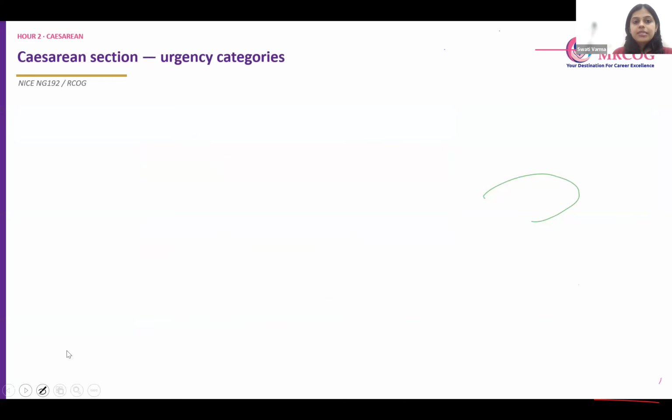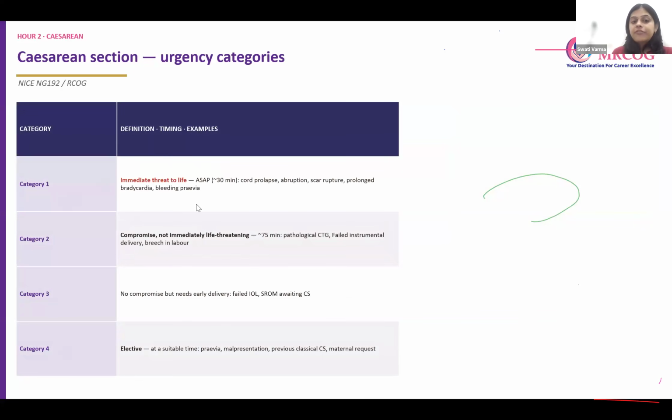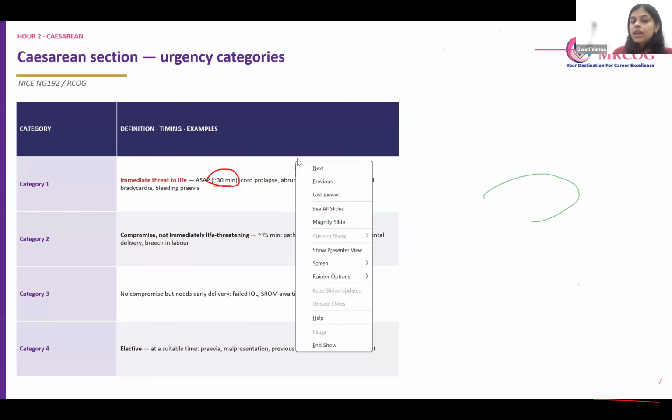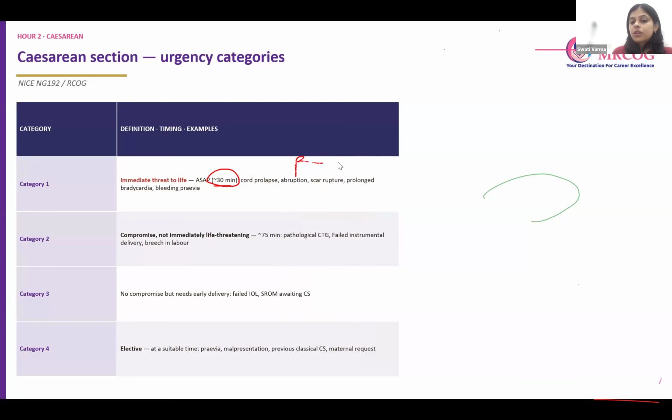Now let's have a look at cesarean section urgency categories. Category 1, when there is immediate threat to life, maybe that of the fetus or maybe that of the mother, you have to carry out ASAP. 30 minutes is the key timing here. Examples include abruption. I always say, remember ARC: abruption, rupture, and cord prolapse. Then prolonged bradycardia, or wherever the patient is bleeding and you think that she can become hypovolemic and there might be threat to life, there also take her up for category 1 cesarean section.